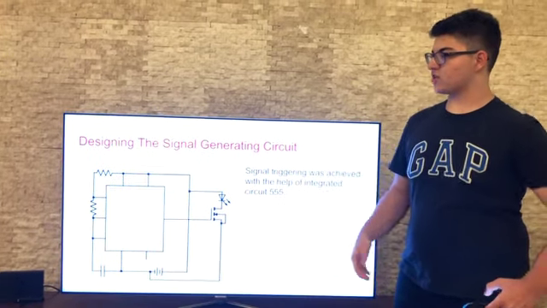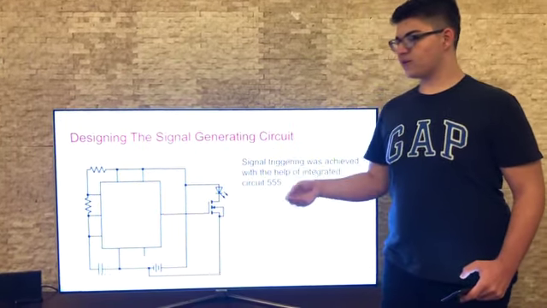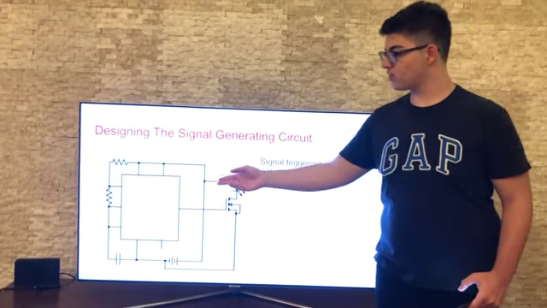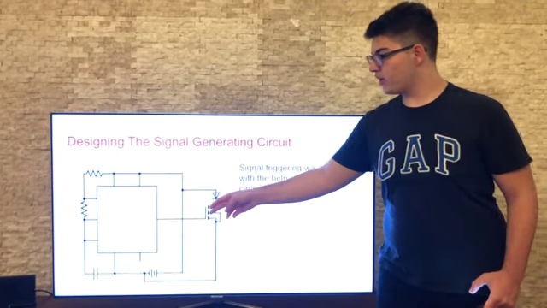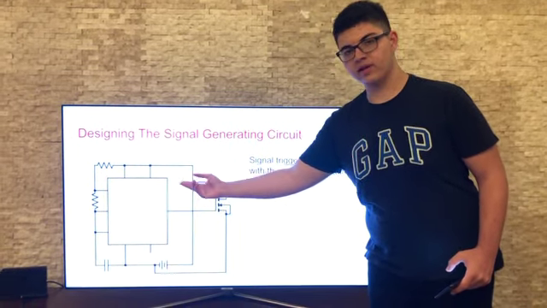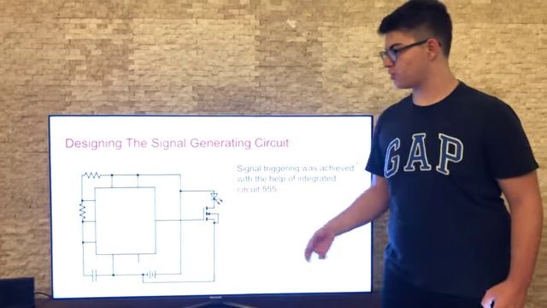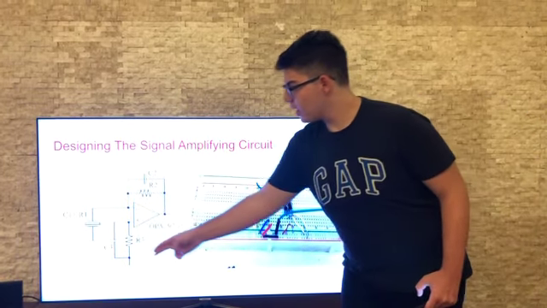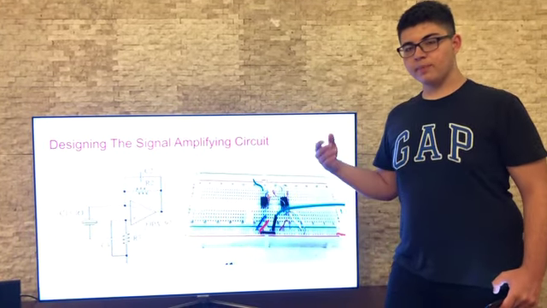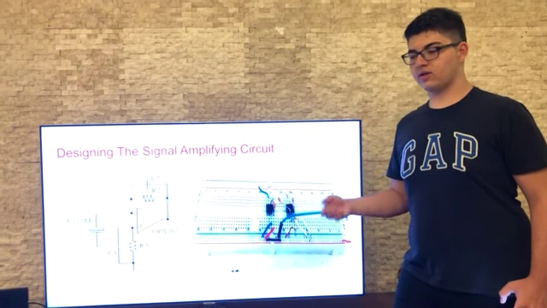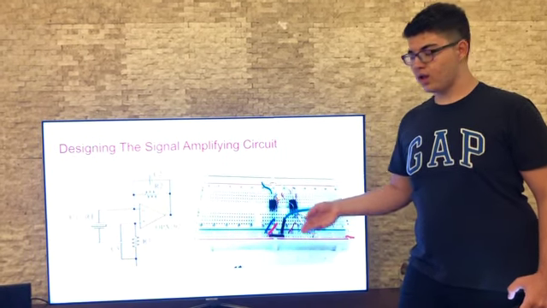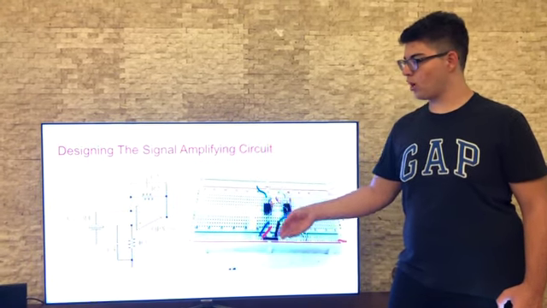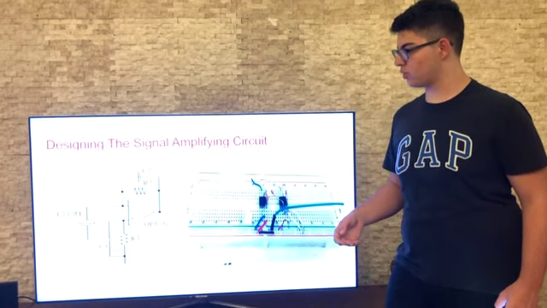So for the second section, we first designed the signal generating circuit. We didn't want to use a signal generator because we wanted the system to be portable. So we designed a circuit with the help of a 555 timer integrated circuit. We also designed a signal amplifying circuit, which is shown here. A basic signal amplifying circuit, because the value and the magnitude of the sound coming from the sample was so low, and we wanted the most accurate results.